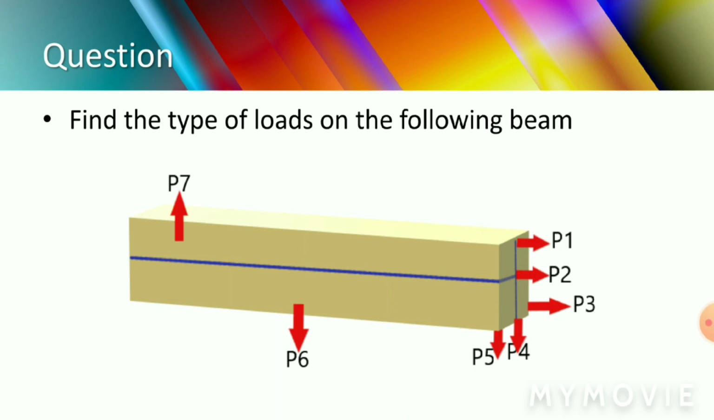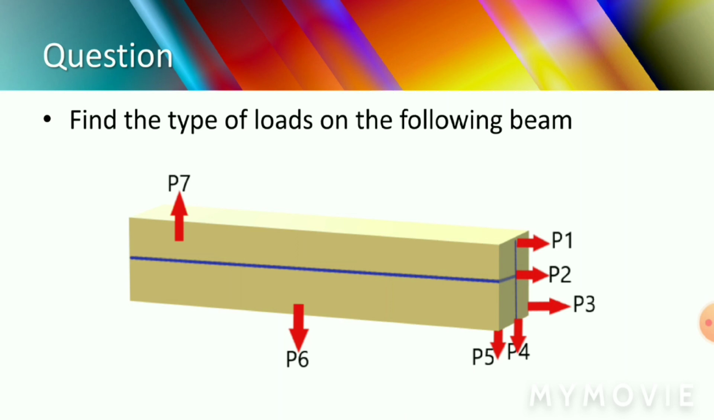Let's come to P4. The load is acting parallel to the cross section. That's why P4 is a shear load. Here P4 is passing through the vertical axis or transverse axis. That's why P4 is transverse shear load, TSL.